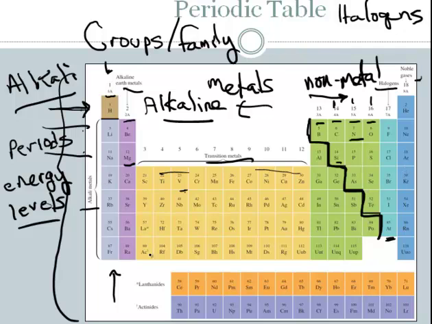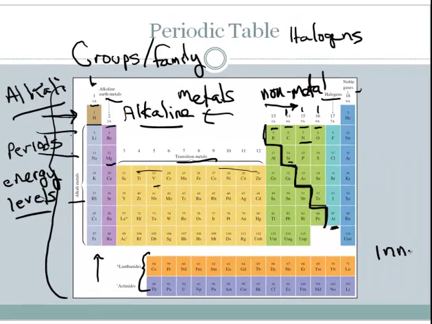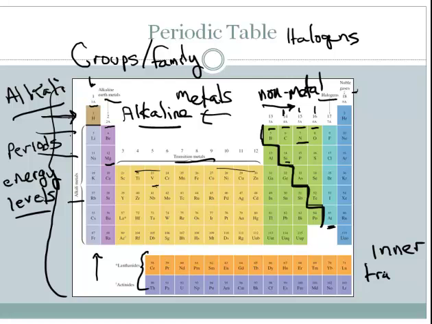This section down here we're going to refer to as the inner transition metals, and they're referred to as the lanthanide group and the actinide group. We'll use this section sparingly throughout the year. Alright, so what you should know is the basic structure of the periodic table, the names of the identified groups or families, and how to be able to tell if it's a metal or a nonmetal.